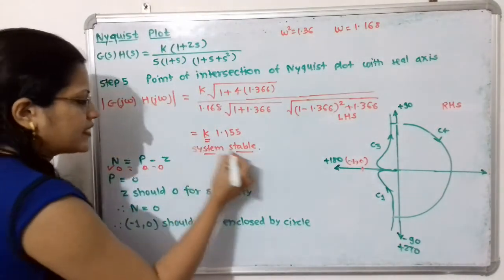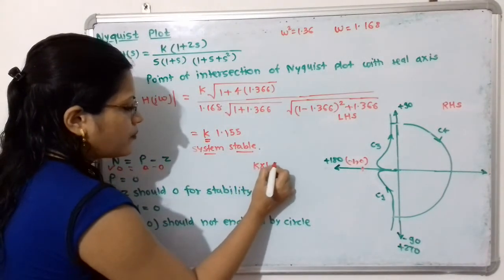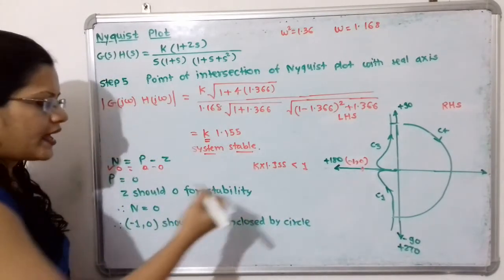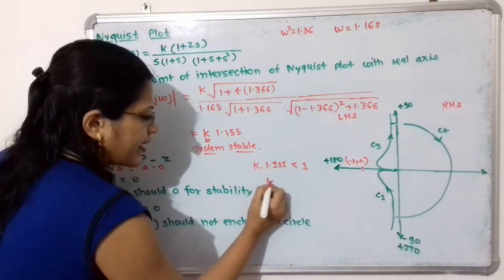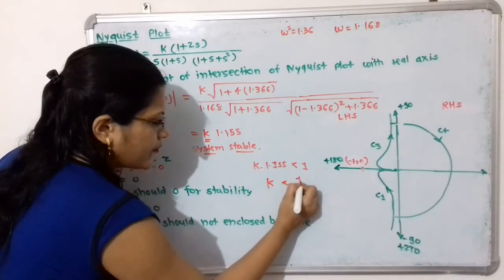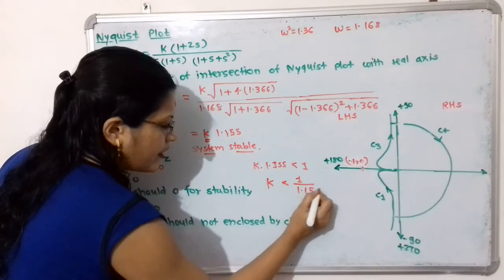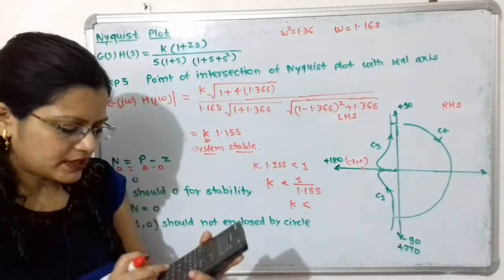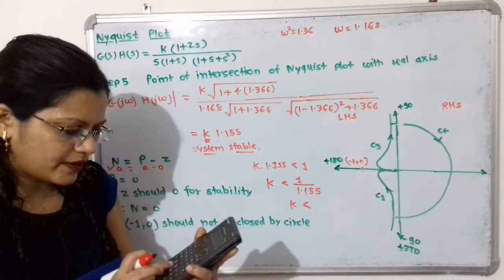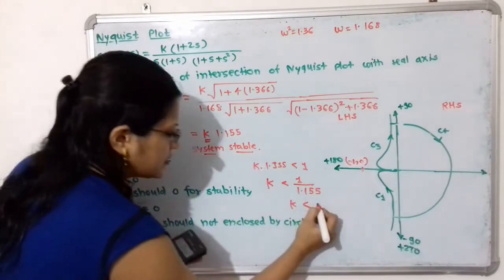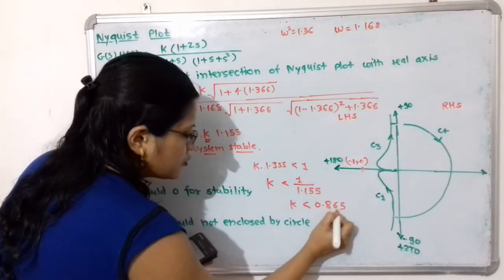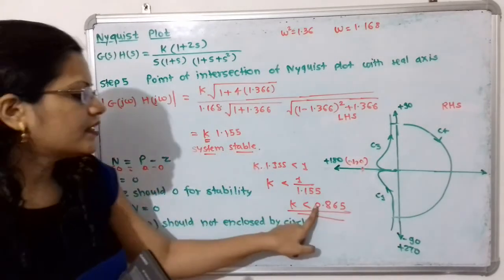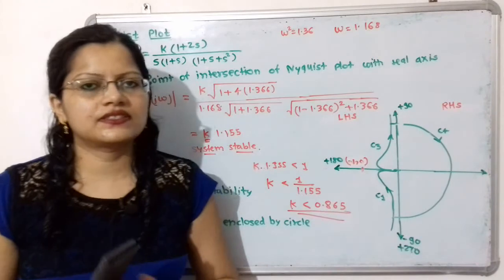So for that we can say that K multiplied by 1.155 should be less than 1. And then I will write here K should be less than 1 divided by 1.155. So K should be less than, so we have to calculate this, that is 1 divided by 1.155, that is 0.865. So this is the range of K for the system to be stable. K should be less than 0.865, and this is the answer.